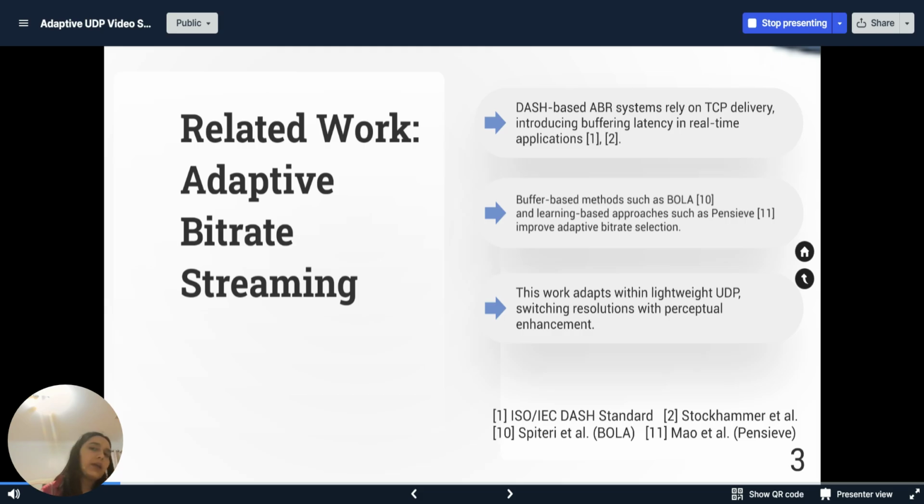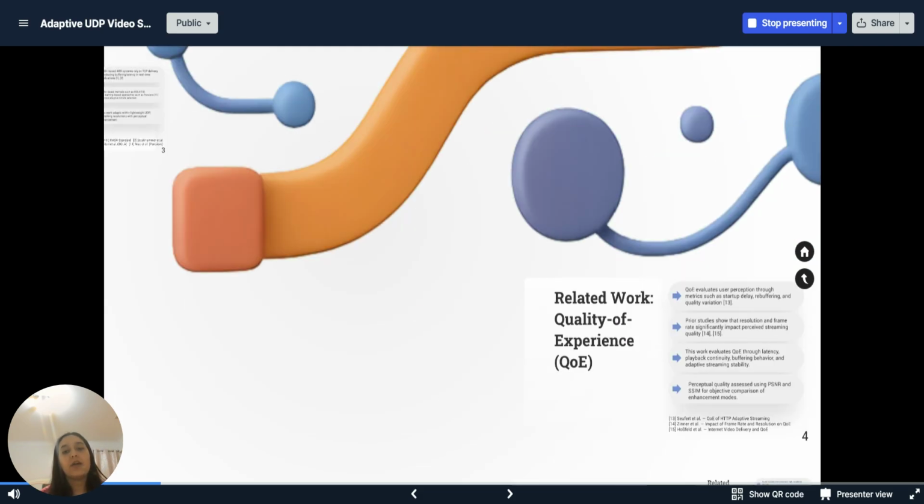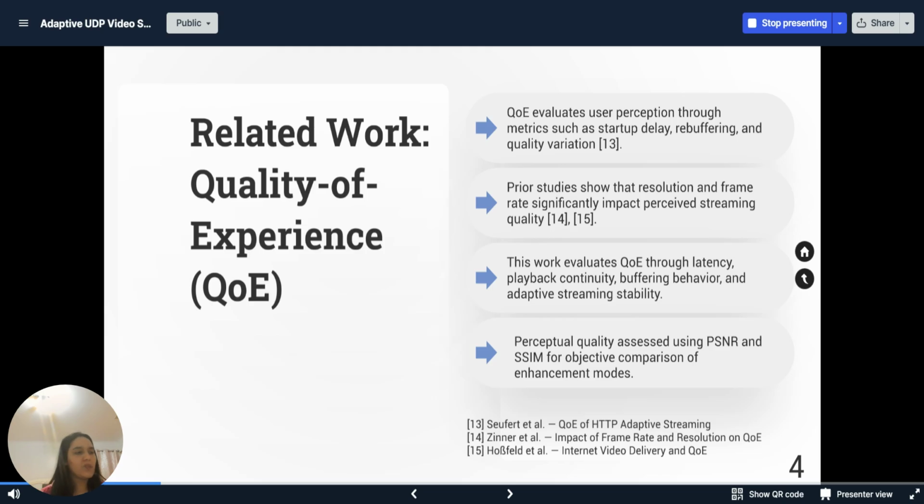But what kind of perceptual enhancement? That's where we read about the quality of experience. We wanted us and the viewer to have a good experience while watching videos. We don't want quality to drop suddenly and you're looking like, what's happening?